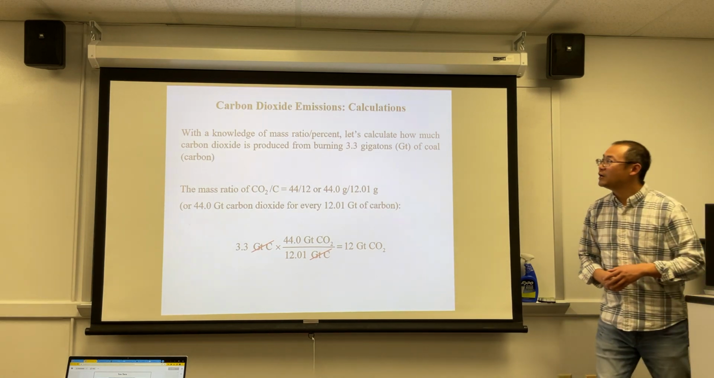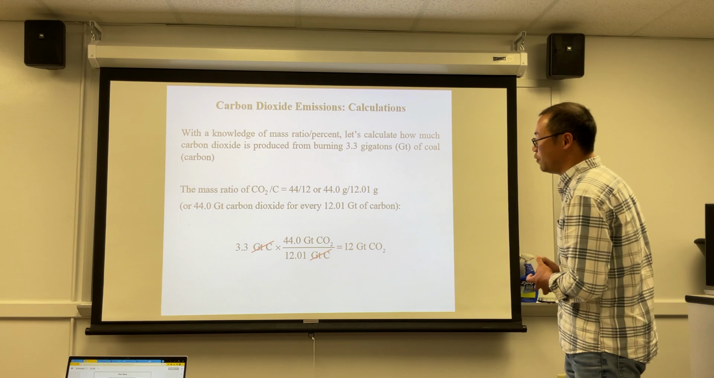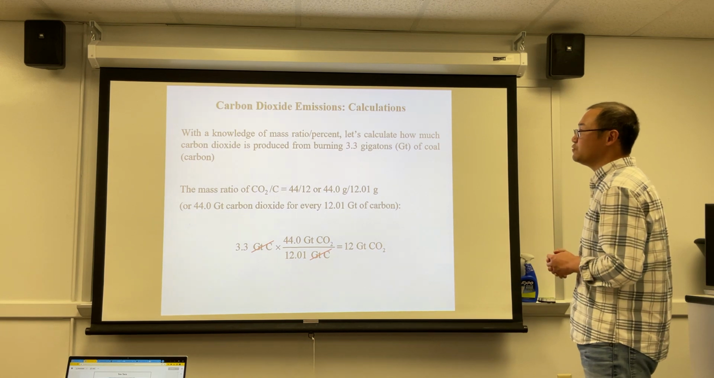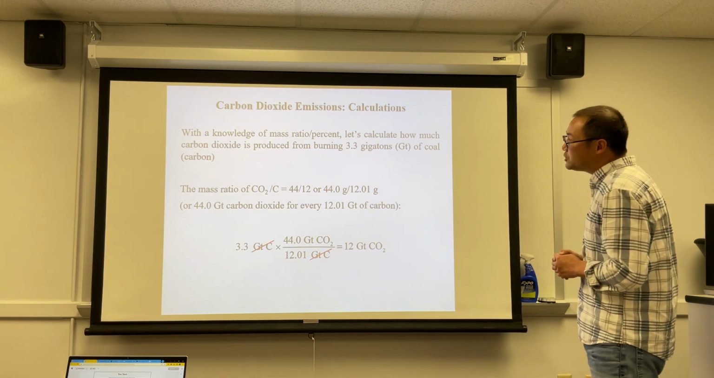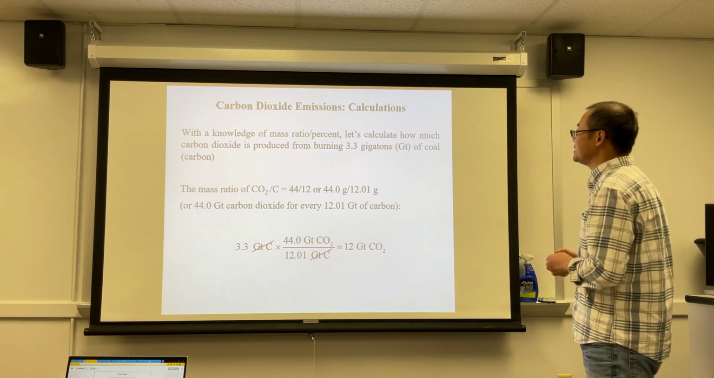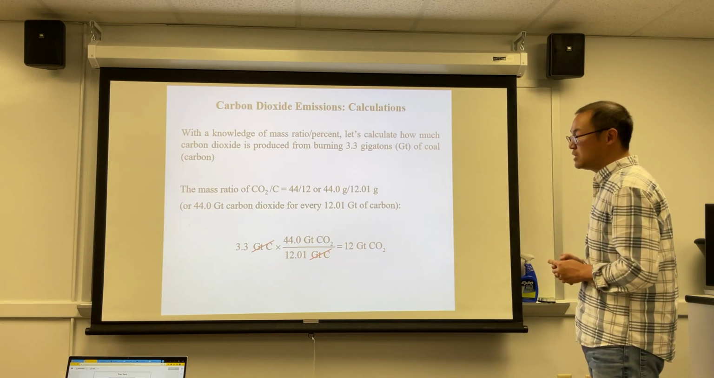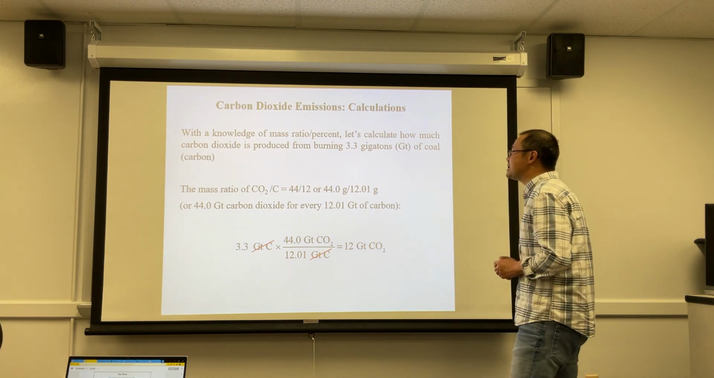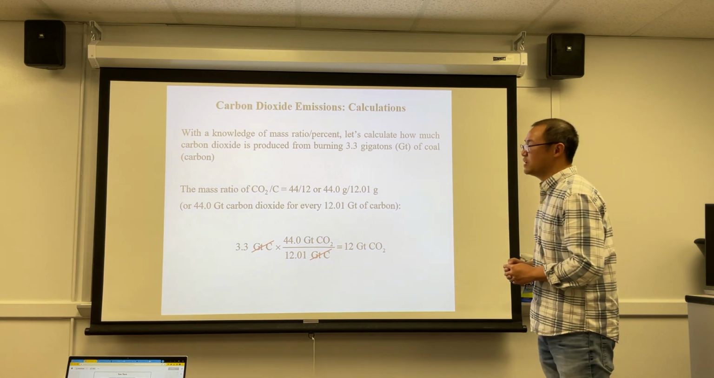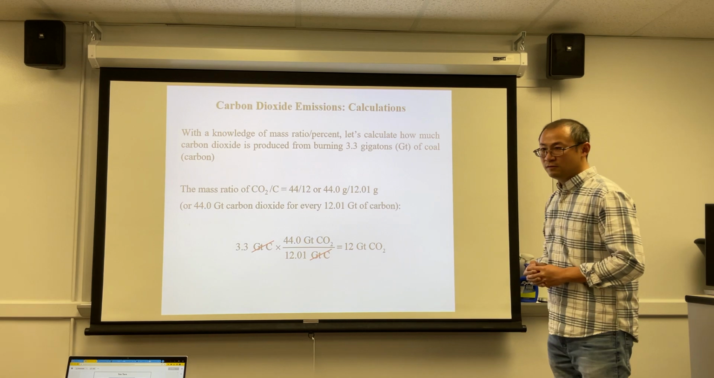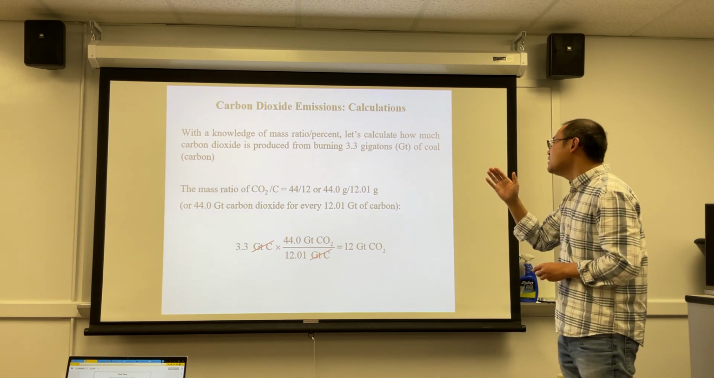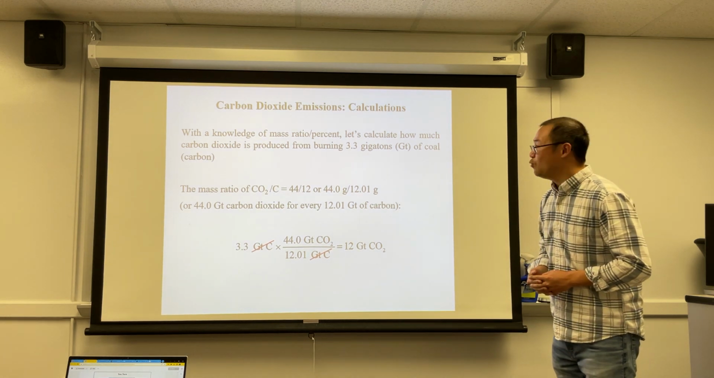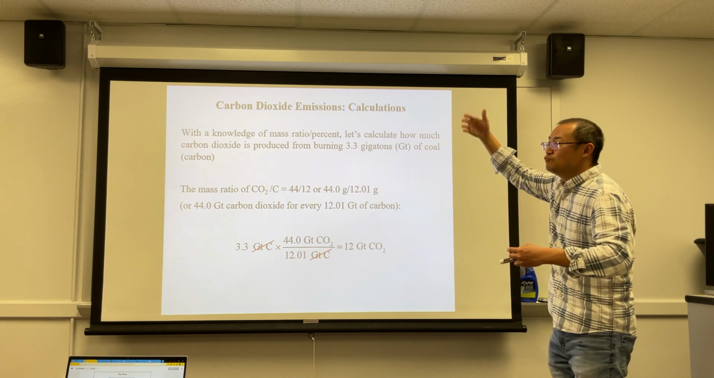Now, how do we use that? Why is that useful? This is one of the calculations demonstrating why that is useful. With the knowledge of the mass percent, or mass ratio, they ask you to calculate: if you burn 3.3 gigatons, GT, of carbon, how much CO2 will be released, will be produced.